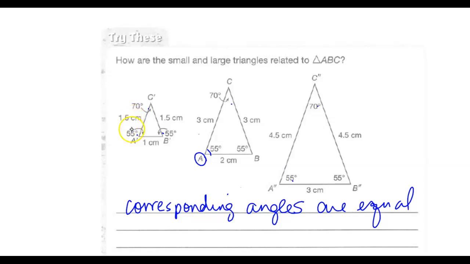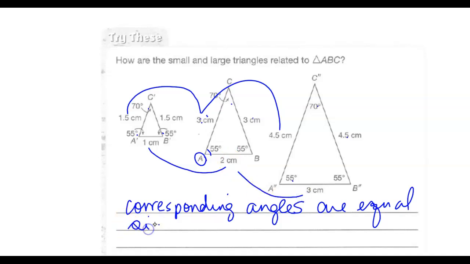Then if you take a look at the sides, so this side here, 1.5 to 3, well, that's twice that. And then 3 to 4.5, that's 1.5, right? So does that work the same on the other sides? Check. Well, 1.5 to 3. These are all isosceles triangles, actually. So you just want to check. 1 times 2 is 2. Yep, that works. And then 2 times 1.5 is 3. Yep, that works. So sides are proportional.